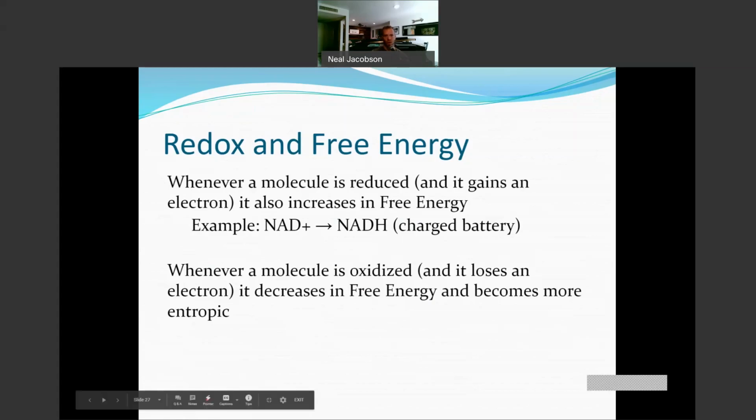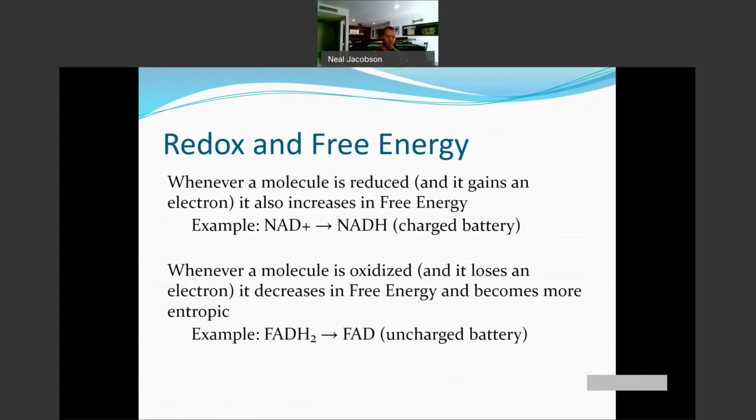So whenever we oxidize something else, its free energy is decreasing because it's losing an electron, right? If we're breaking food down and taking the electrons away from the food and putting them into our cellular battery, we oxidize the food and reduce our cellular batteries and charge them up. Here's an example of that. If we take FADH2, flavin adenine dinucleotide, and we remove its electrons, it becomes an uncharged battery. We oxidize it. It loses its electrons and becomes FAD.